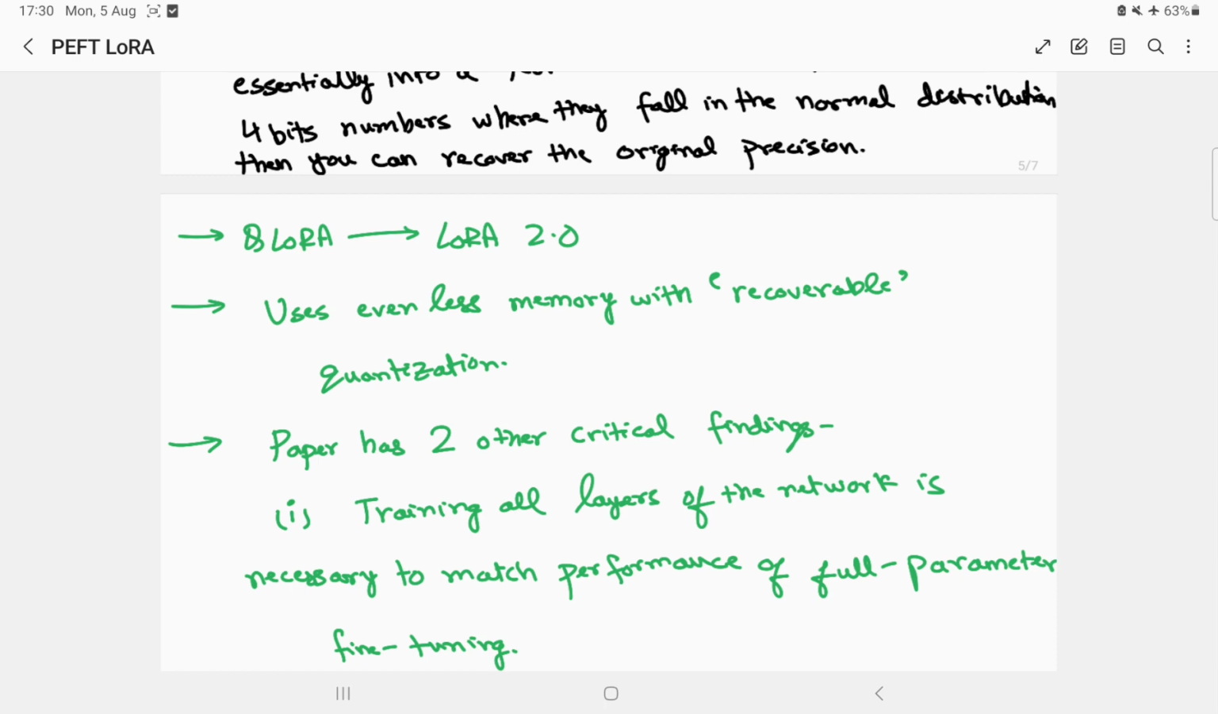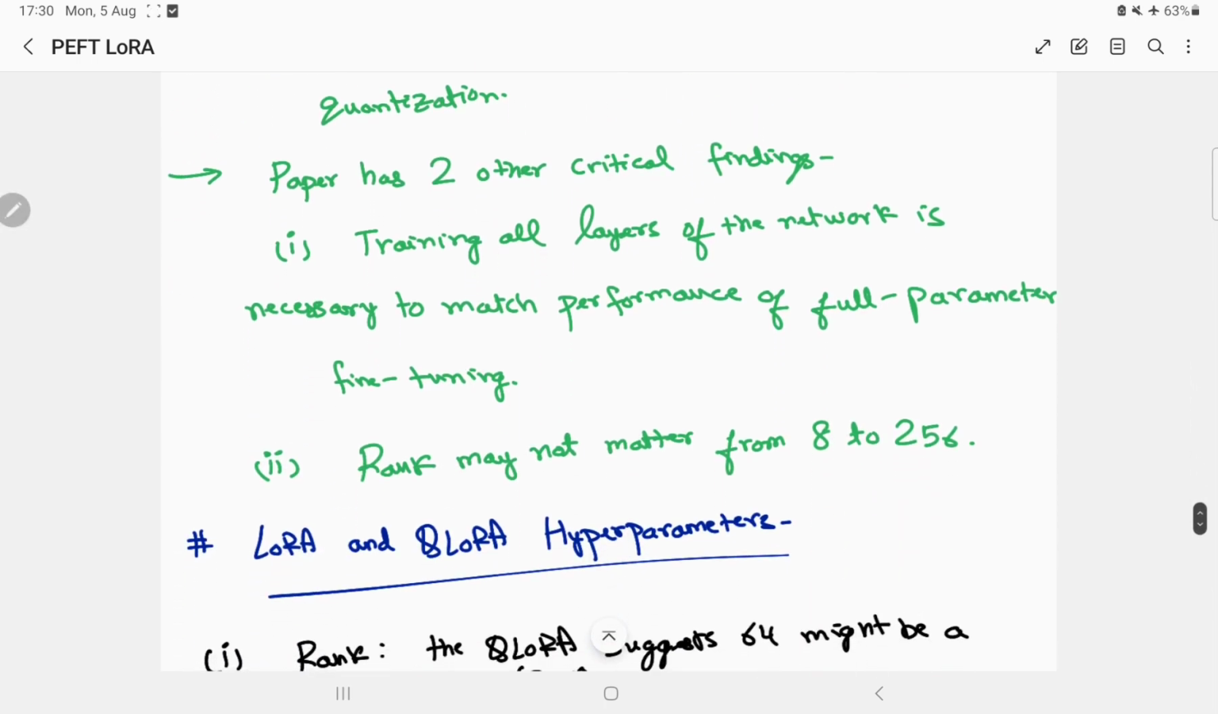So it's a further optimized version of LoRA, and QLoRA is one of the most recent techniques that have been out there, and yes, definitely it's one of those techniques that you will see across a lot of these models. So the paper also had two other critical findings.